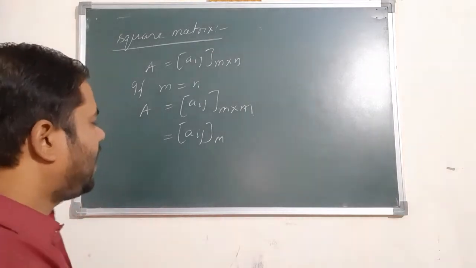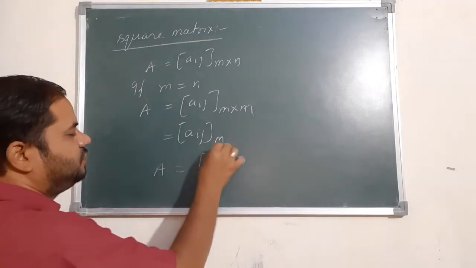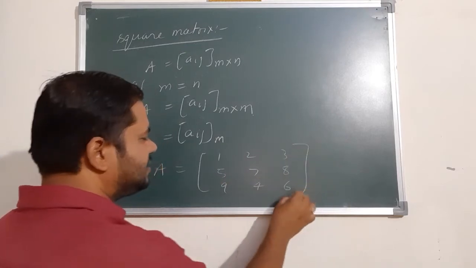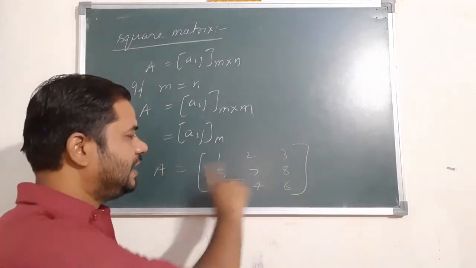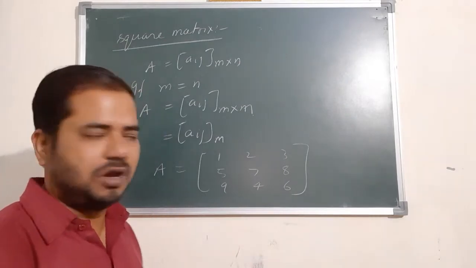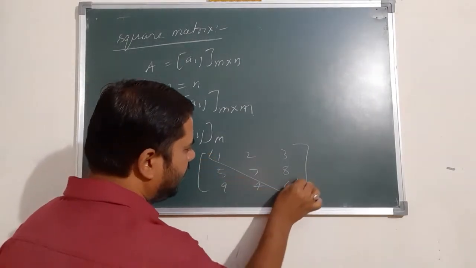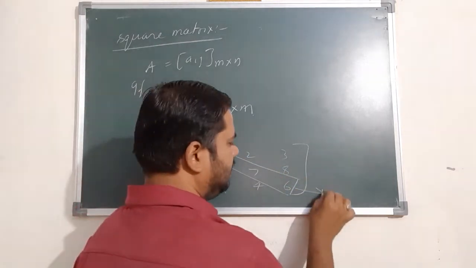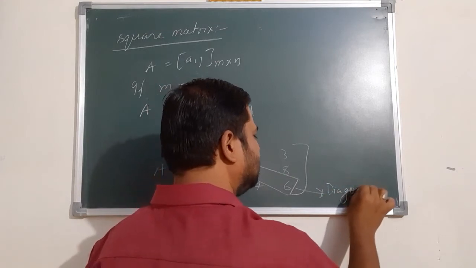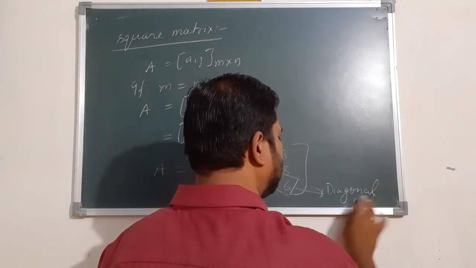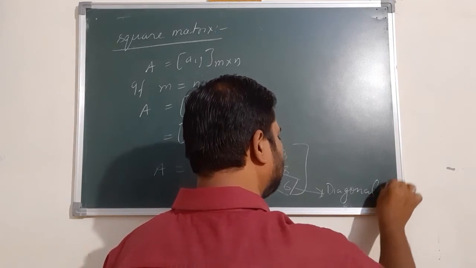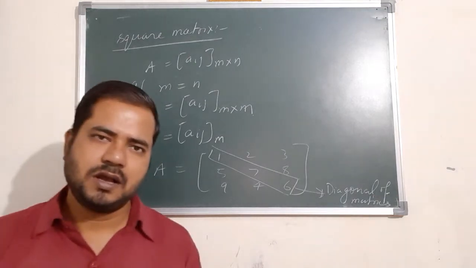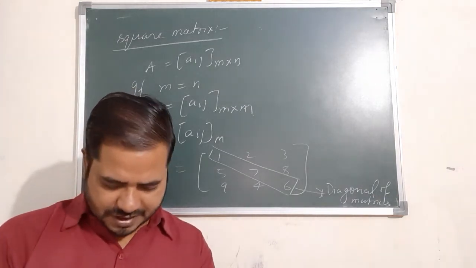Okay, if a square matrix is given, suppose A is equal to 1, 2, 3, 5, 7, 8, 9, 4, 6. Okay, this is a square matrix of order 3. That means there are 3 rows and 3 columns. Then these elements are known as diagonal elements or the diagonal of a matrix. Okay, it is possible only in a square matrix. Understood? It is possible only in a square matrix.